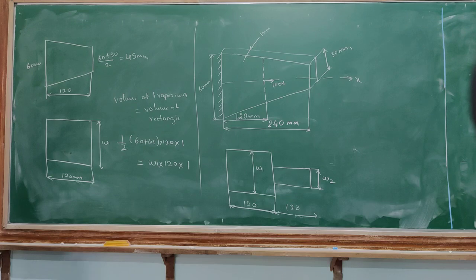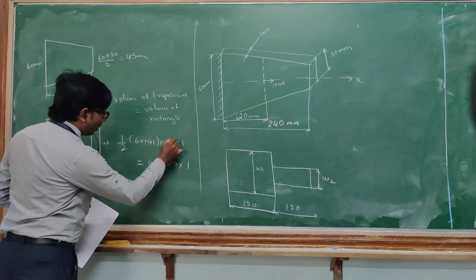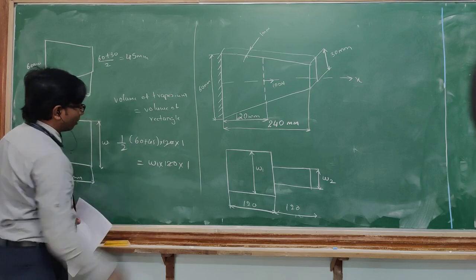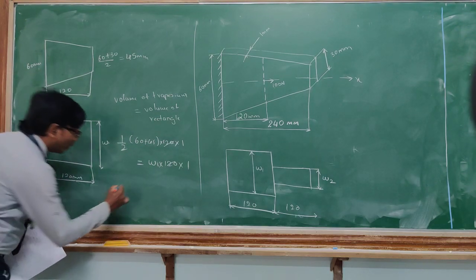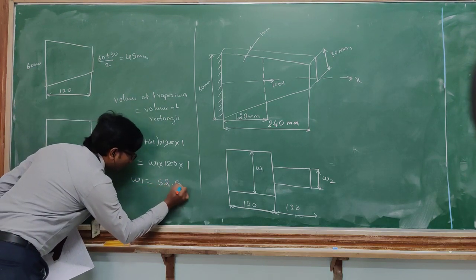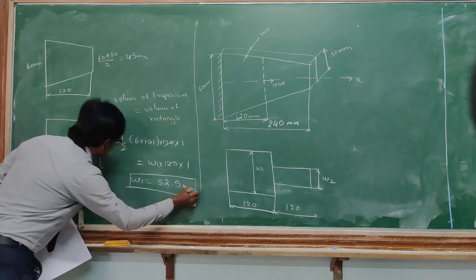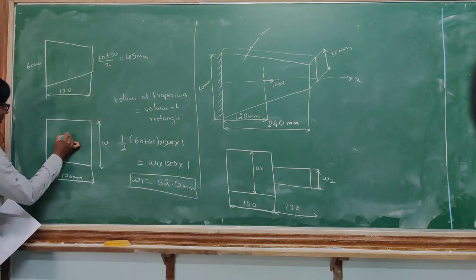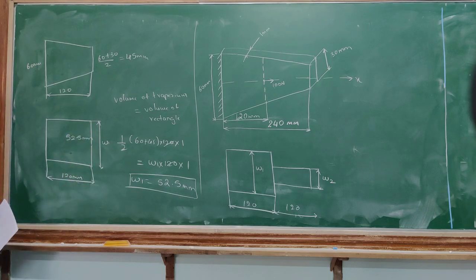So when you do this, what do you get? The 120 gets cancelled. 60 plus 45 is 105, divided by 2 is 52.5. So W1 will be 52.5 mm. I hope it is clear here.